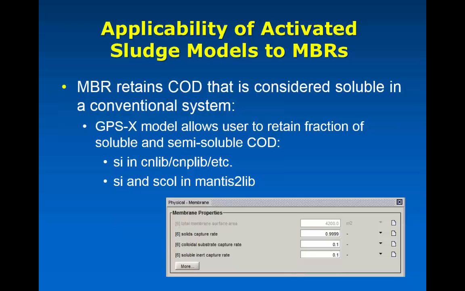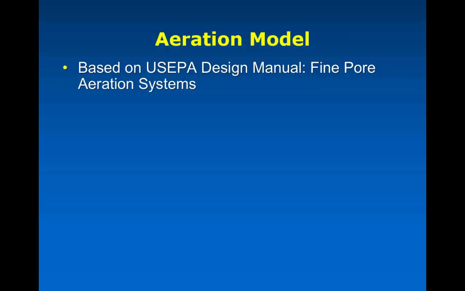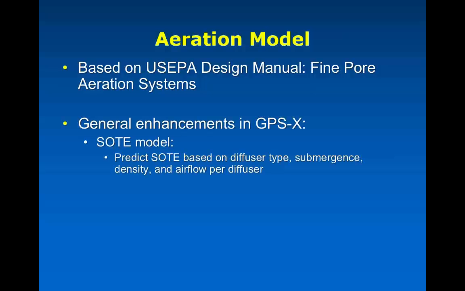Okay, moving on to aeration. Basically, like everything else in GPS-X, our aeration models are based on the US EPA design manual, the fine pore aeration one with the purple cover, if you're familiar with it. Basically, it's the same thing that you would find in the conventional activated sludge tanks, with a few changes that we have made specifically to make it more like an MBR. So things like oxygen transfer efficiency and default alpha values and that kind of stuff.